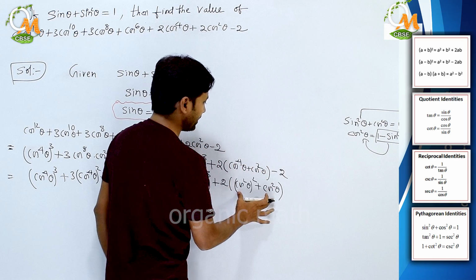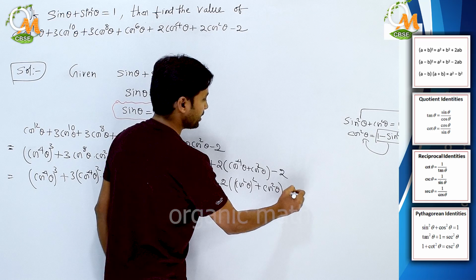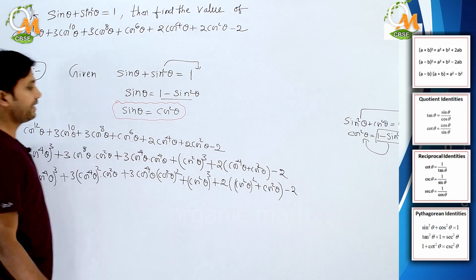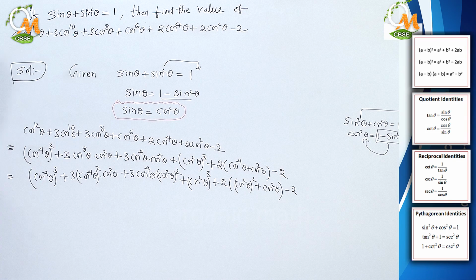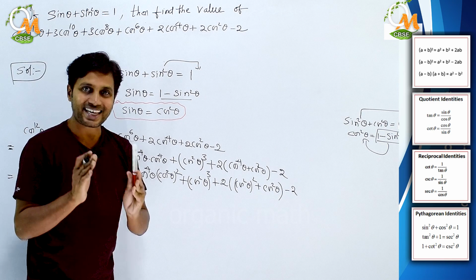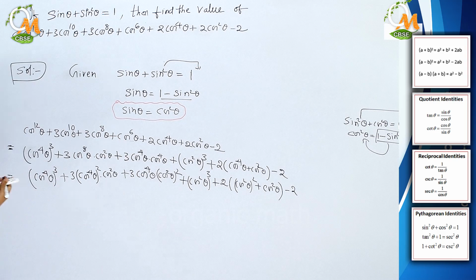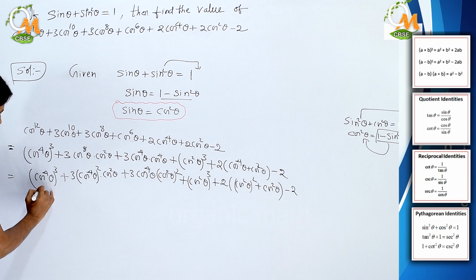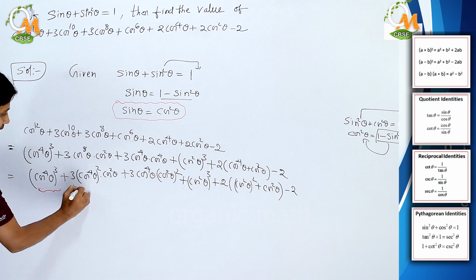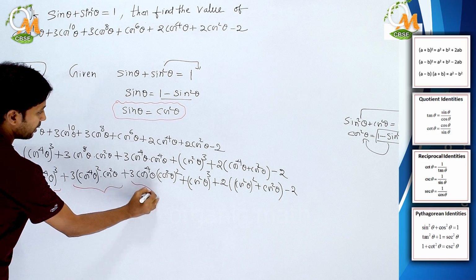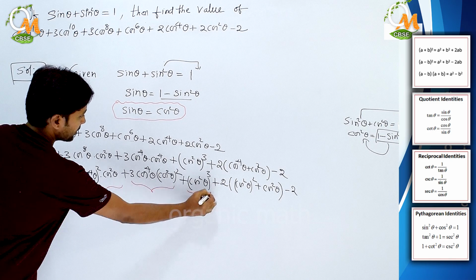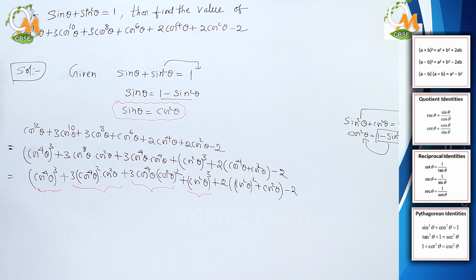Close down this bracket. In this bracket we wrote it like this, minus 2, which is written as it is. Now observe, if you take cos power 4 theta as A and cos square theta as B, let us group the terms together. This term, this term, this term and this term are grouped together.